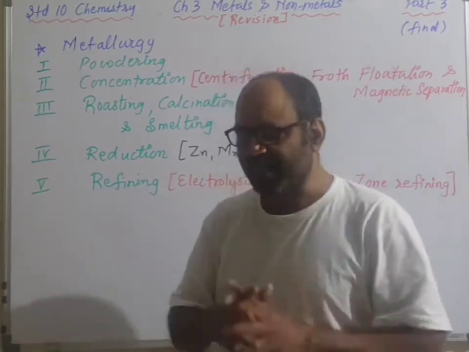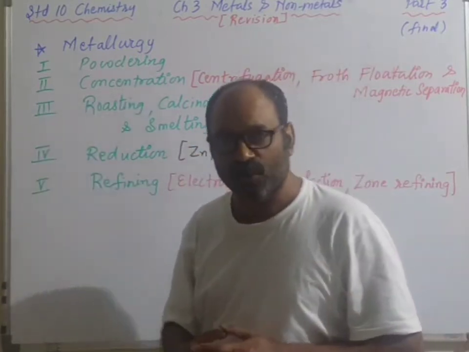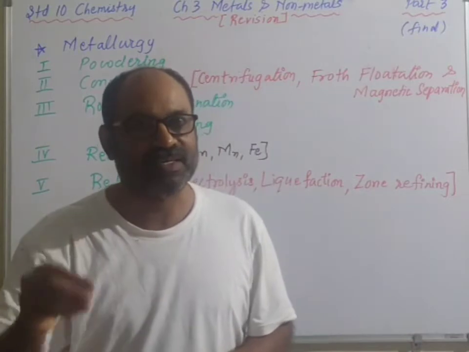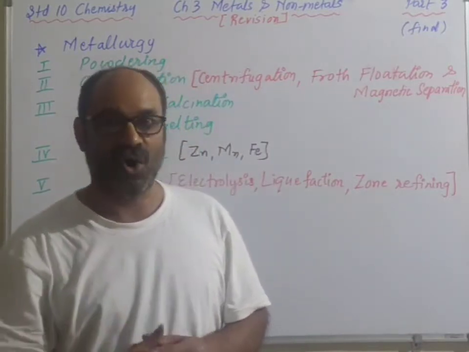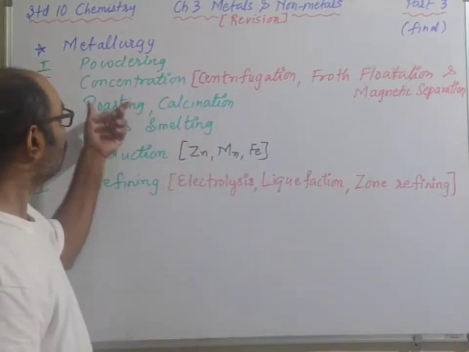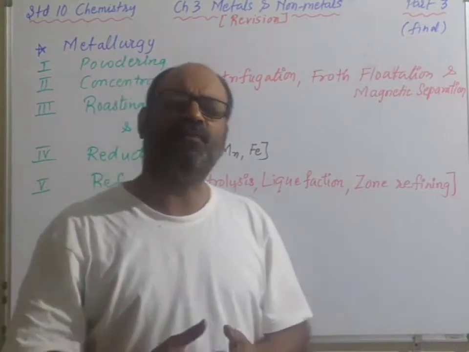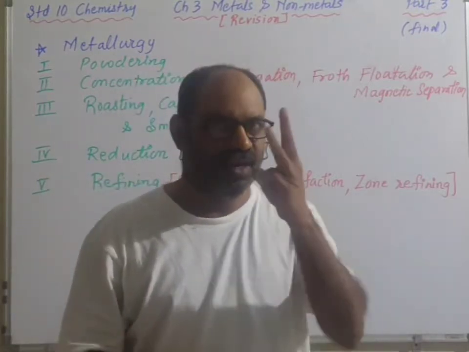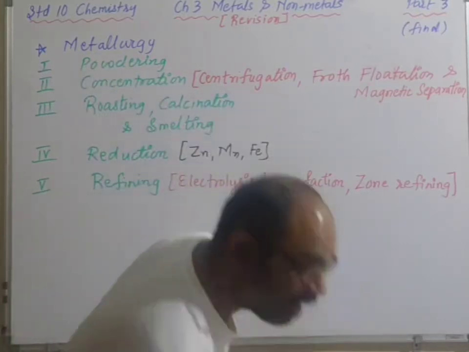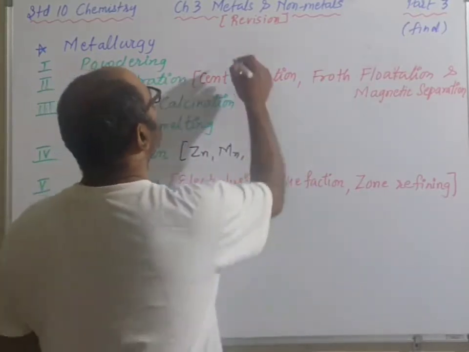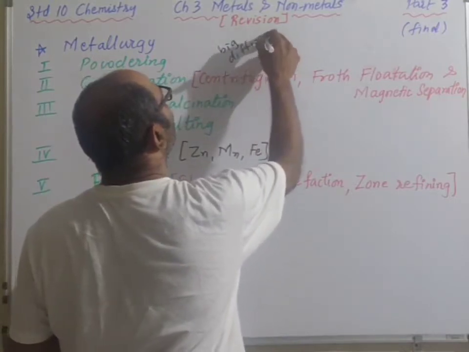Once that is done, the next stage is concentration of ore, which means increasing the percentage of metal which we are going to extract from its ore. Now, ore can be concentrated in different ways, and we learnt about 3. One is centrifugation. In centrifugation, there is a big difference in densities.